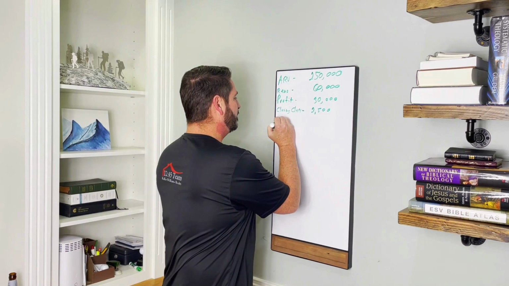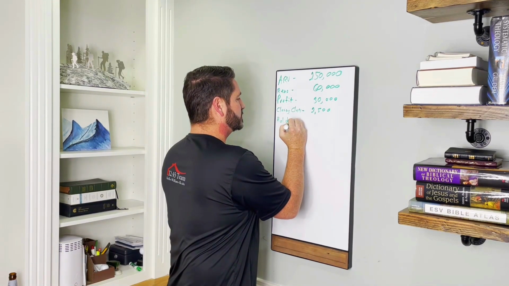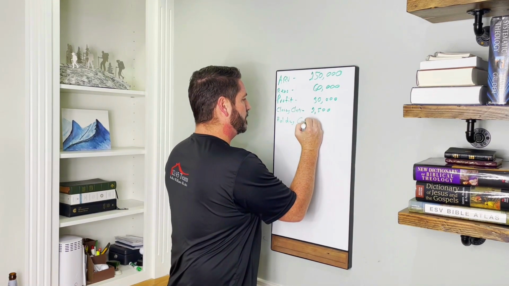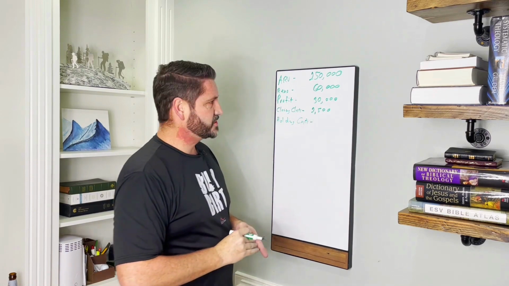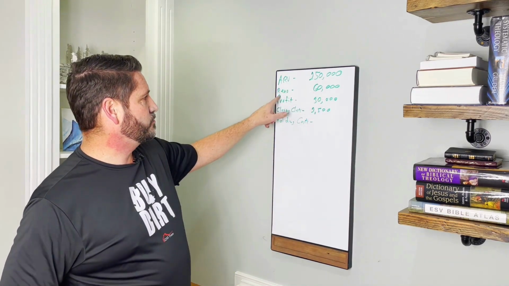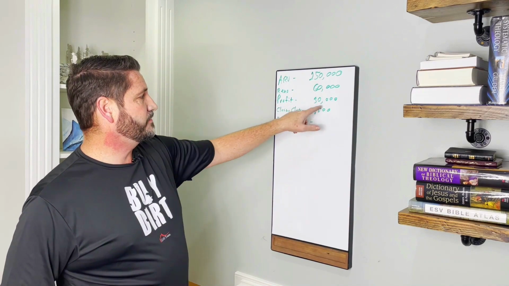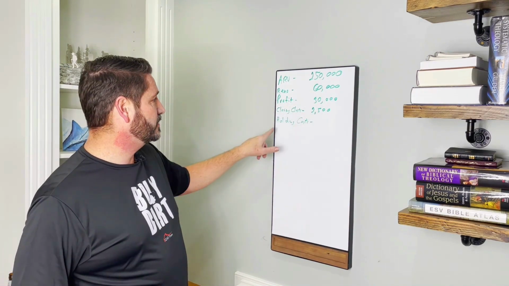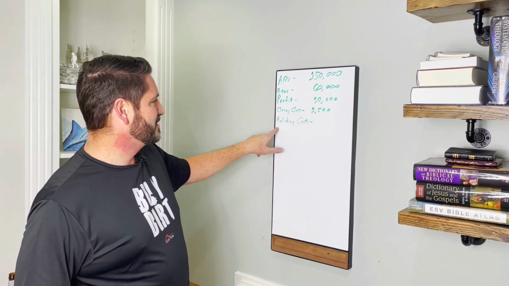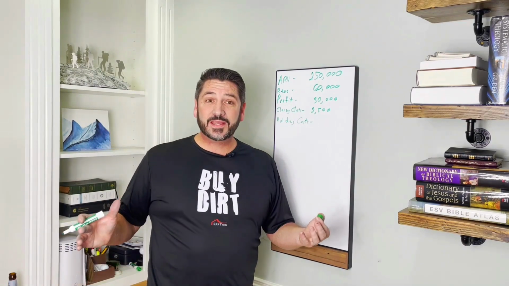Now we have our holding costs. I hope I'm writing this big enough for you guys to see. So ARV $250, renovation $60,000, profit $30,000, closing costs $2,500. Holding costs. How do we calculate holding costs?